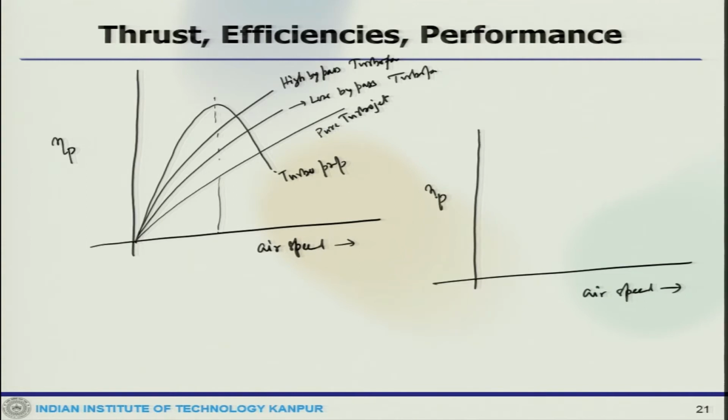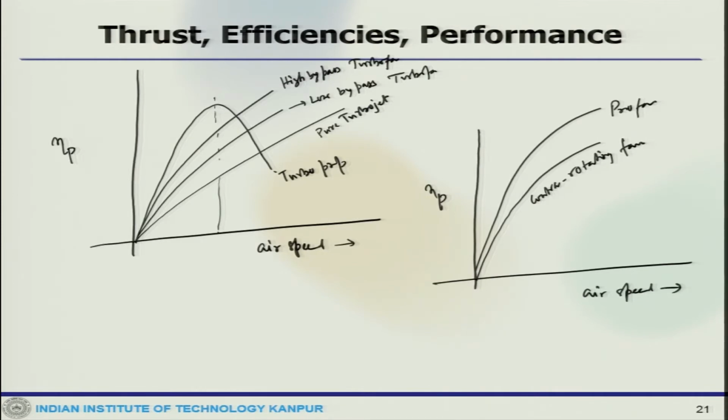Another curve which may be interesting to note, again this is with airspeed and this is propulsion efficiency. This is for propeller fan, and this is contra rotating fan. So, even their propulsive efficiency can be compared, how these things actually vary.